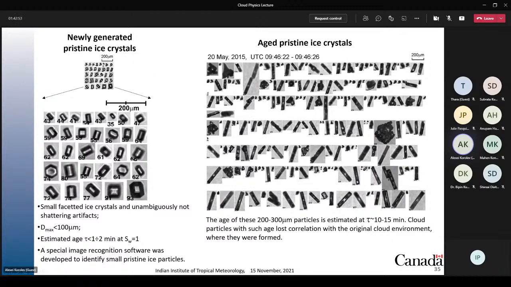And obviously, during 15 minutes, an ice particle may be transported into a quite different environment. They precipitate, they may be brought up by updraft and diffuse, and the shape may also change.